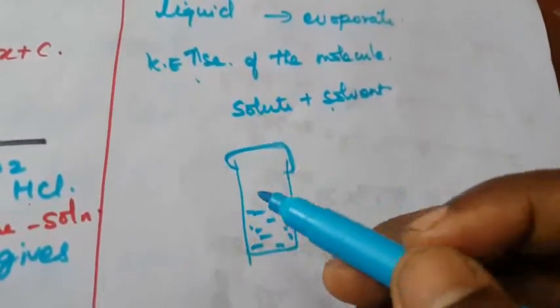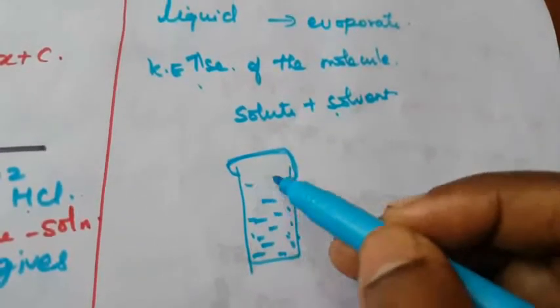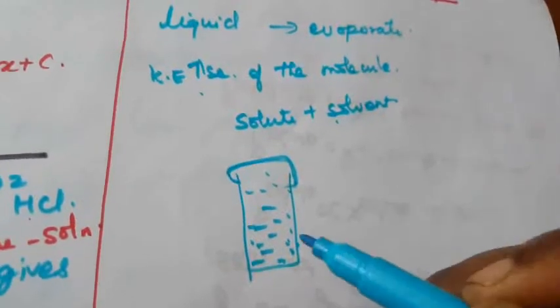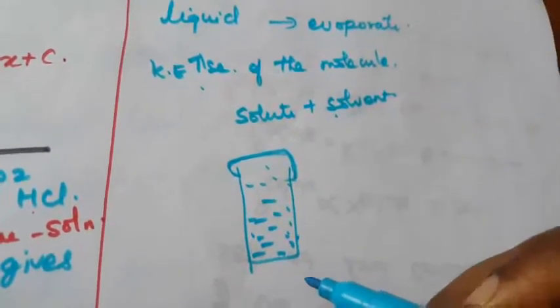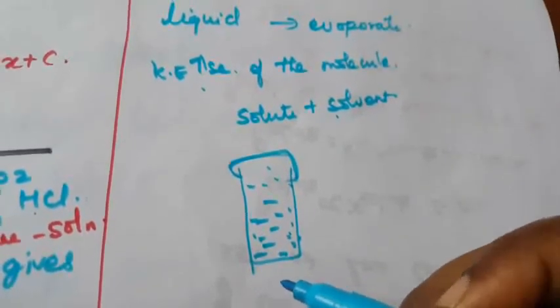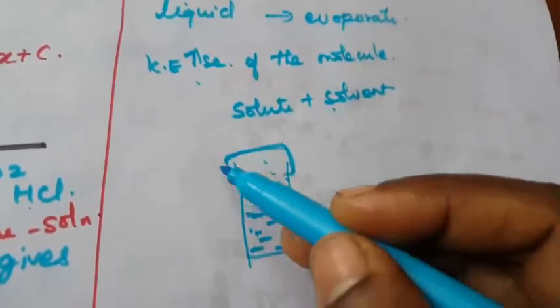So after some time it will attain equilibrium. In the closed container the molecules are in random motion, during which they collide with each other and also with the walls of the container. As they collide, they lose their energy and the vapor returns back.